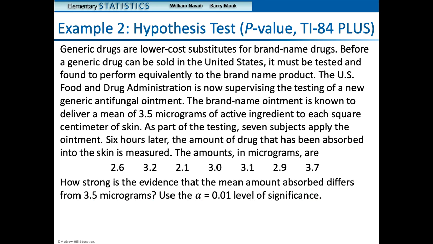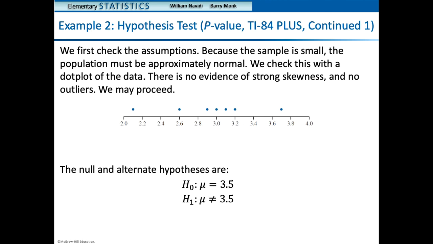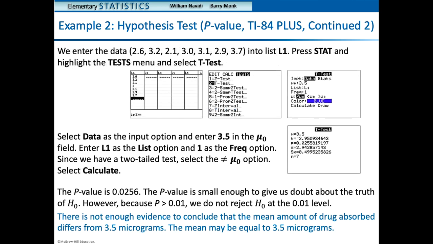Now, let's go over the next example, right? The one regarding the antifungal ointment. Here's the problem description again. And you see the only data that's given are the seven sample data values right here. Okay? And we're testing at the 0.01 level of significance. Always good to check your assumptions, which we've covered already. Look at the dot plot. Establish your hypotheses.